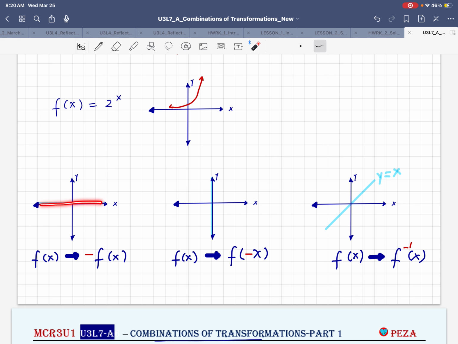We said that in this case, the y values changed to opposite because they went to the other side of the x-axis. Reflection over the y-axis took the points on the graph of a function from one side of the y-axis to the other, keeping the same y value but changing the x to opposite. And lastly, we looked at the reflection over the line y equals x. We call this an inverse relation because the x and y will switch roles.